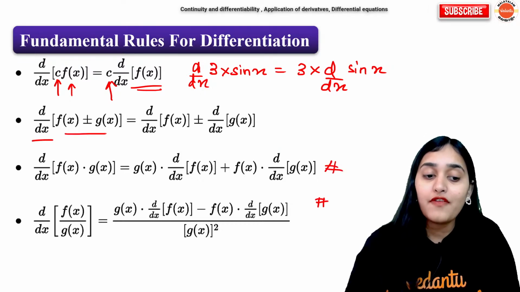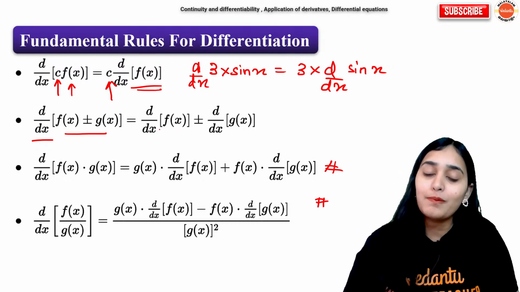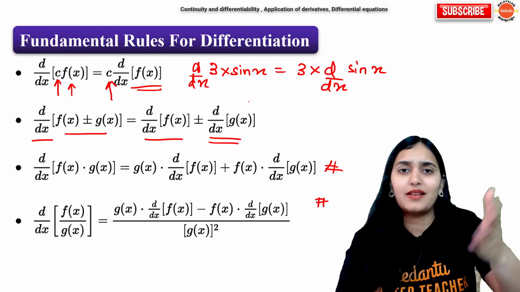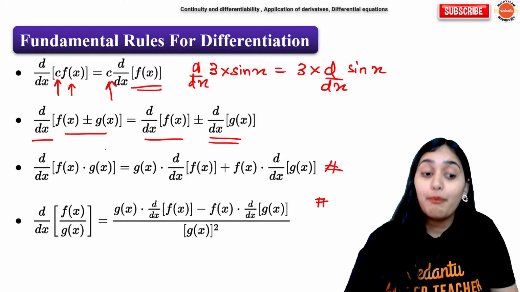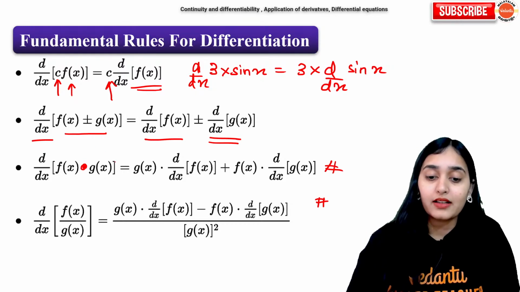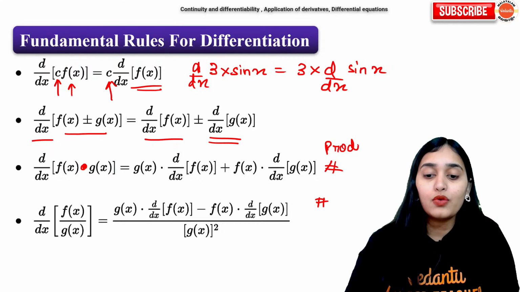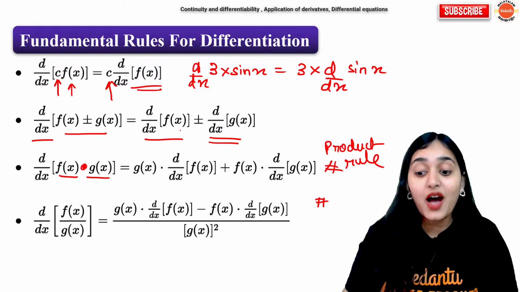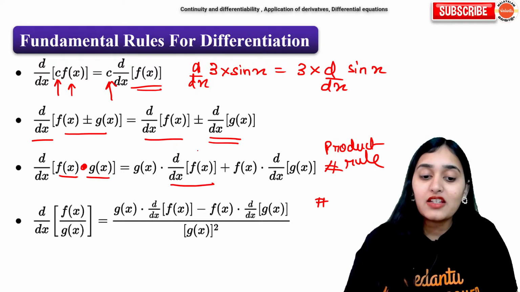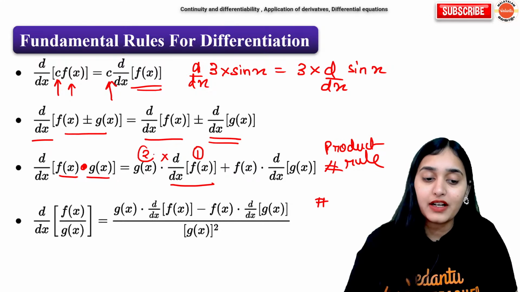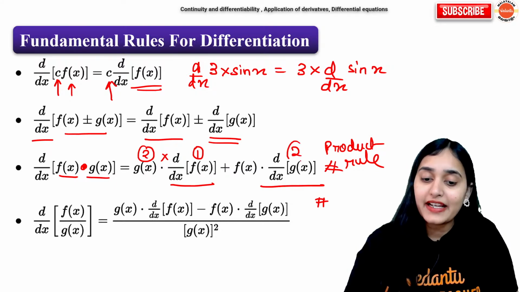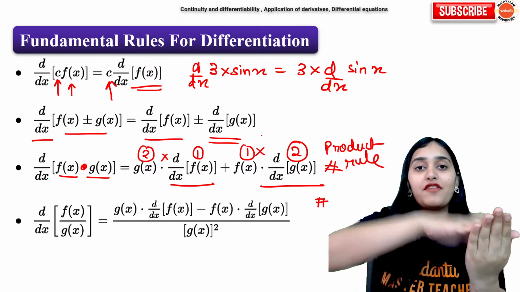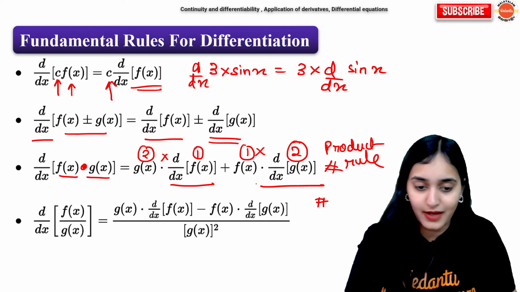What is the differentiation of f(x) plus minus g(x)? It is simply differentiation of f(x) plus minus differentiation of g(x). So nothing happens here, you can differentiate them one by one. But if it is a product, we call it the product rule. When you are multiplying two functions, how do you differentiate? Differentiation of first function into second function, plus differentiation of second function into first function. So differentiate this, multiply this, differentiate this, multiply this, and add them at the end.